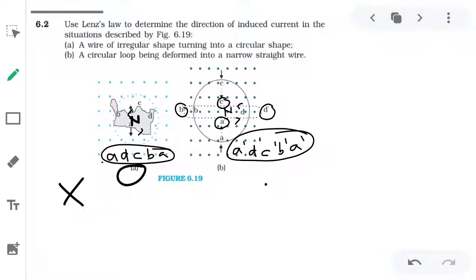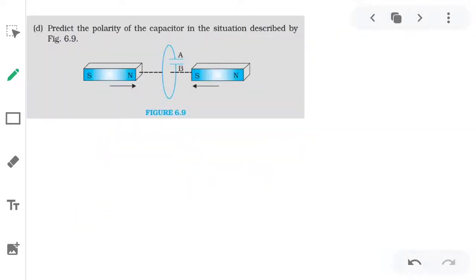Okay. Let's come to the second part now. Next one. This is also one of the examples. It's very important. Mostly it repeats, or it comes after a gap of 1 year in the board exams. What they've done, they have taken two magnets. Both are moving towards a coil.